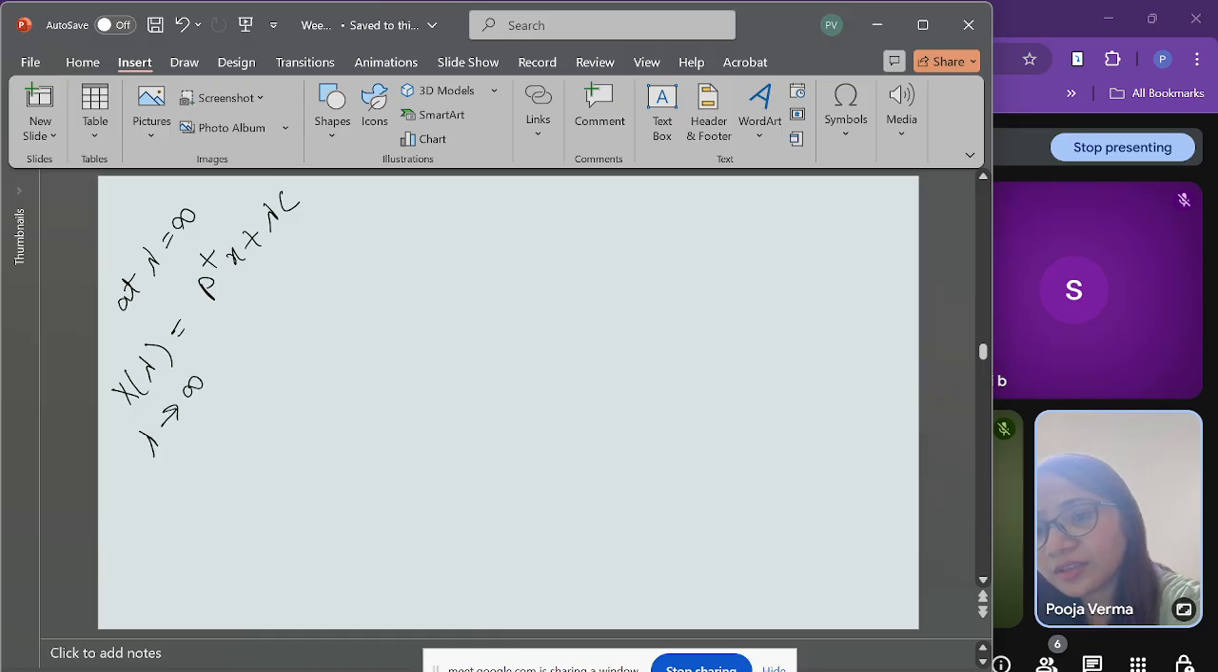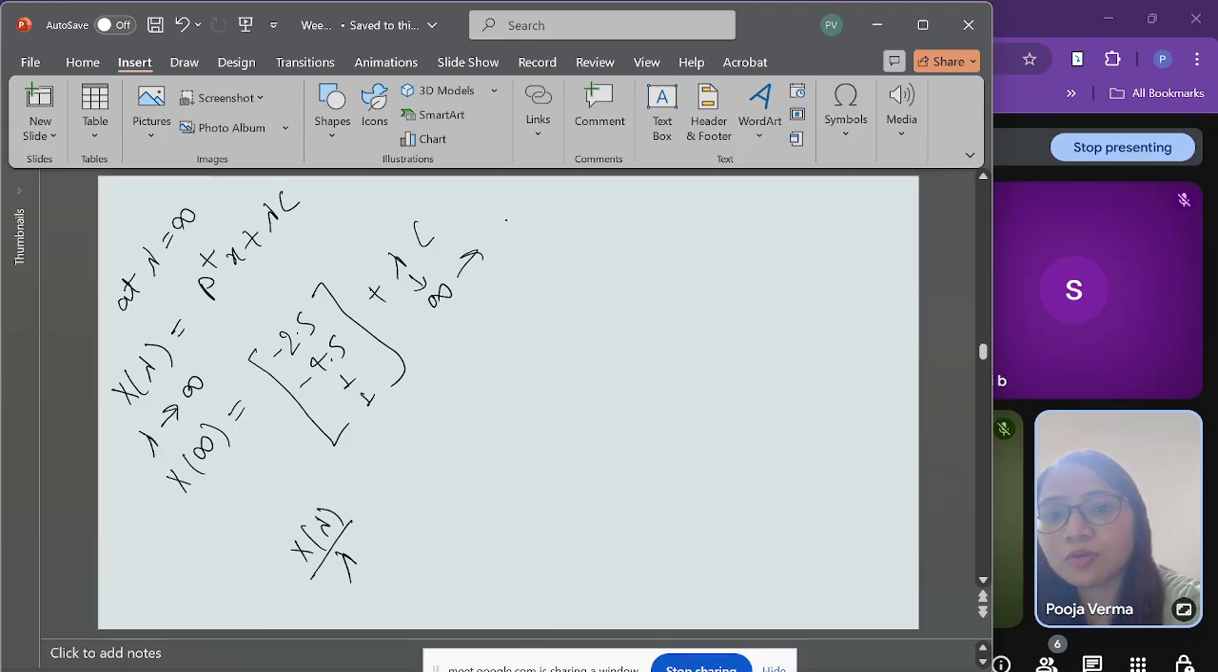As lambda tends to infinite, we can write x infinite. So what values have we got? Minus 2.5, minus 4.5, 1 and 1, here plus lambda c, where lambda is infinite, right? So the direction of the ray is dominated by the vector c. So the point can be considered as the vector c itself. To represent the point in homogeneous coordinates, we can normalize the expression by dividing by lambda itself, because we know that infinite can be represented as 1 by 0, right?